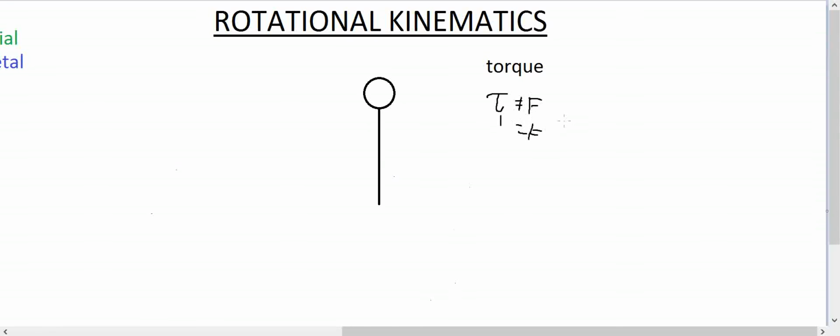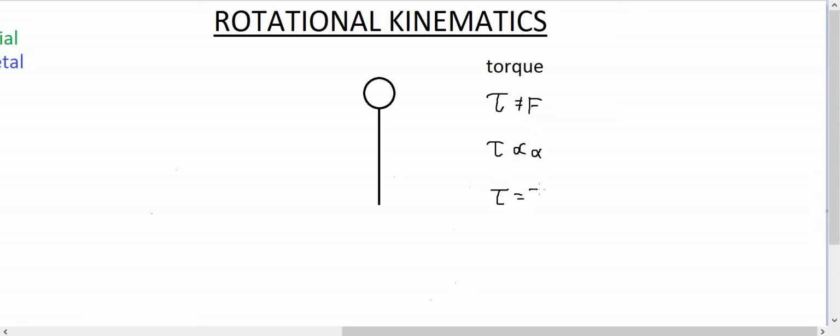It's not force itself. Basically, the definition of torque is that torque is directly proportional to the angular acceleration. In fact, it's the moment of force. So in a way, it's like F equals ma.